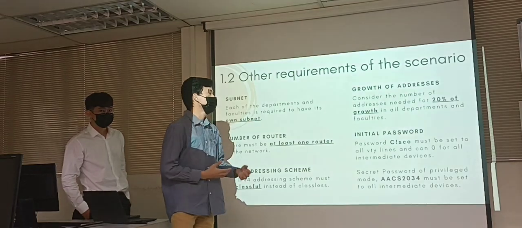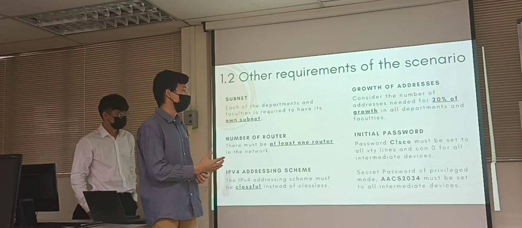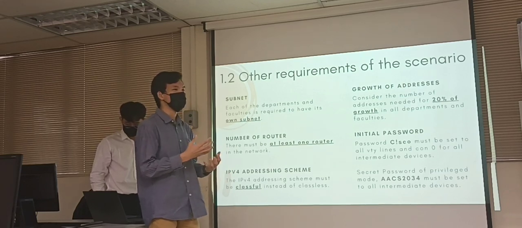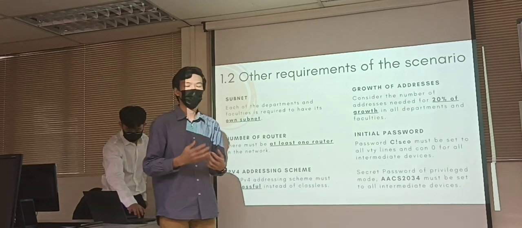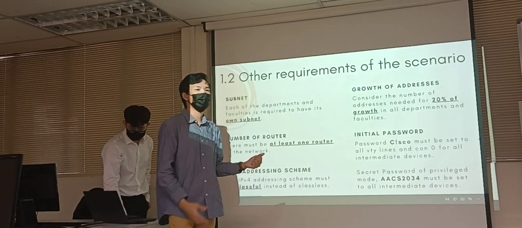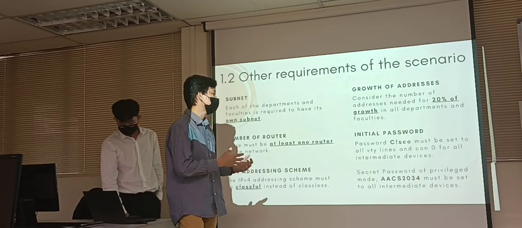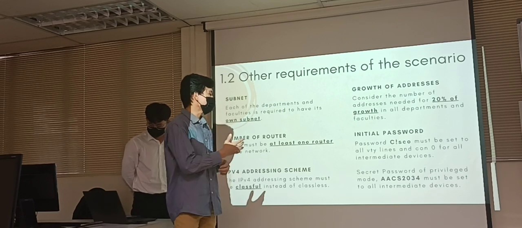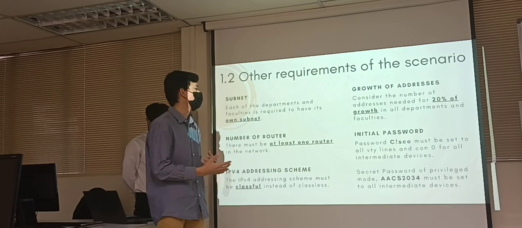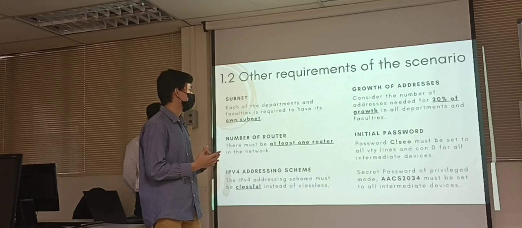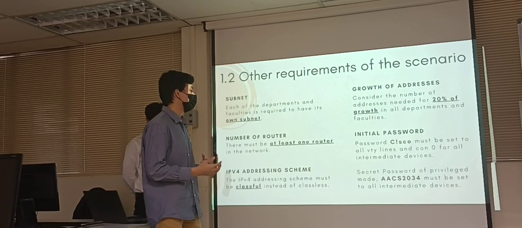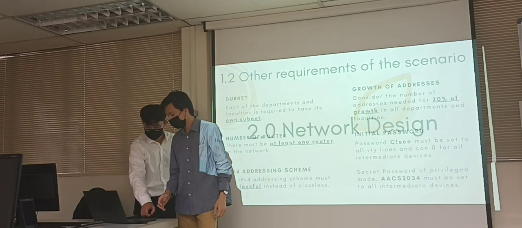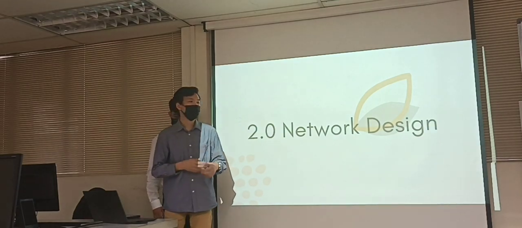Next is the initial password. We set the password C!SCOs. We need to set the password and secret password on all intermediate devices such as the routers and switches. So we set C!SCOs as the password for all the vty lines and console. So we set AACS2034 as the secret password for privileged exec for all intermediate devices. So now I have to invite Yang to continue his talk.